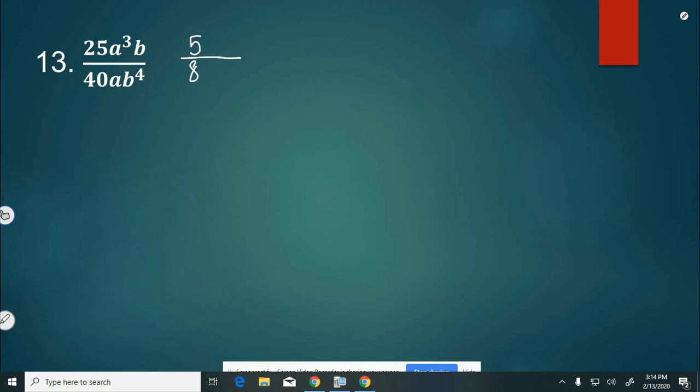Then I look at the a's. Now remember, this one doesn't have an exponent, so I'm going to put a 1 there so I don't forget about it. If I do 3 minus 1, I have 2. So there's 2 more a's in the numerator, so we can write a squared. And then this b also needs a 1. Do 4 minus 1, so there's 3 more b's in the denominator. So my final simplified answer is 5a squared over 8b cubed.